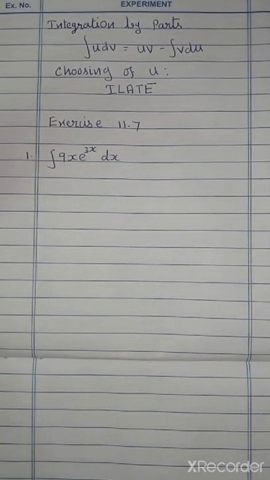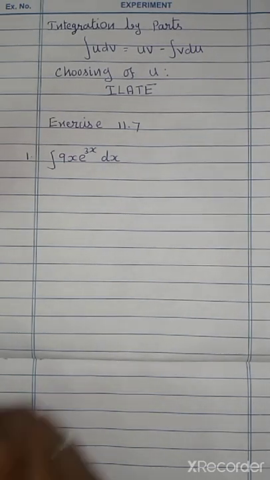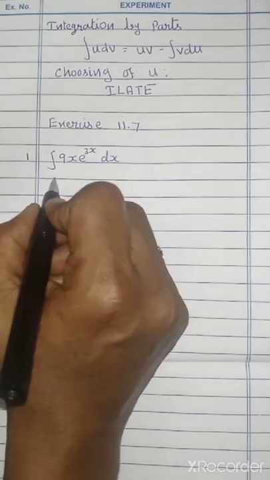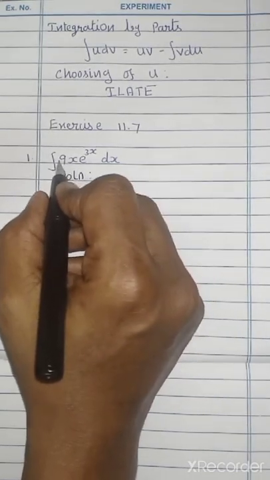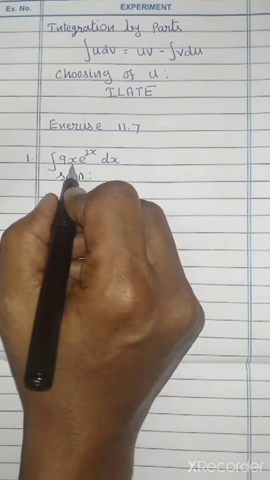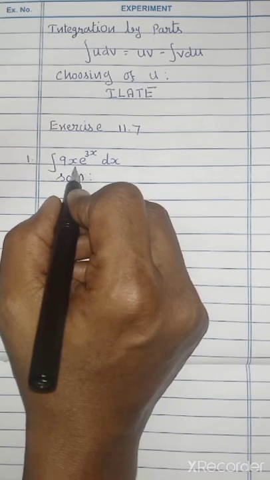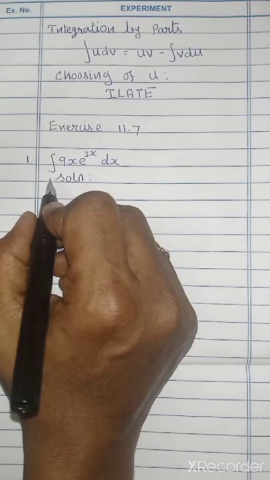Take exercise 11.7, first question. Integrate the following with respect to x. Your first question is integral 9x e power 3x dx. Now look here, 9 is a constant, so we don't worry about this 9. Now x is one function, e power 3x is another function. Two functions are in multiplication, so we have to integrate by using integration by parts.